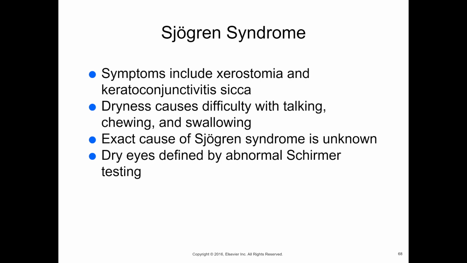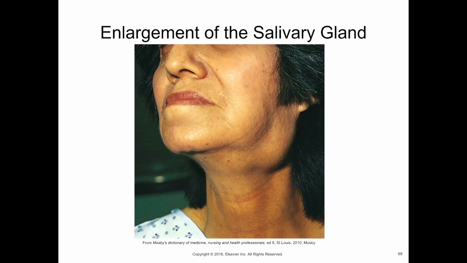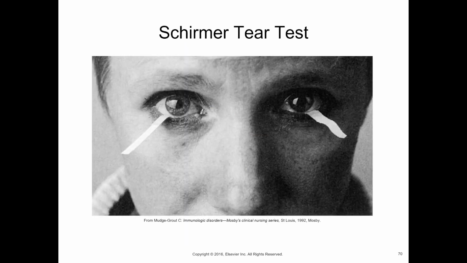People often have difficulties with talking, chewing, swallowing, because again, you're not producing enough saliva. So as you'll see here, this is what somebody with an enlarged salivary gland could look like. And here is a picture of somebody doing a Schirmer tear test.